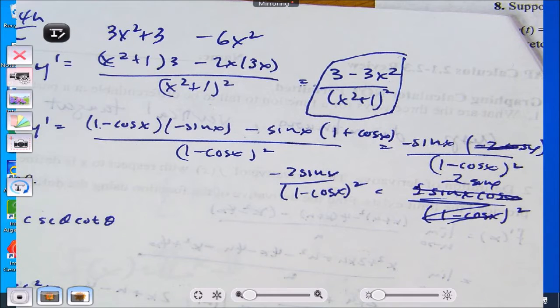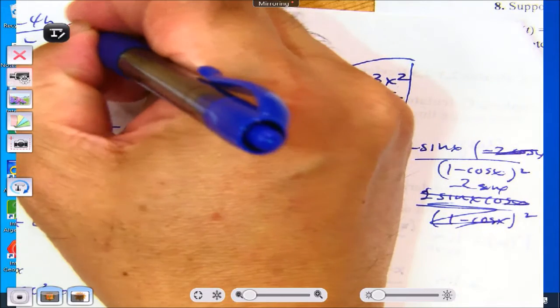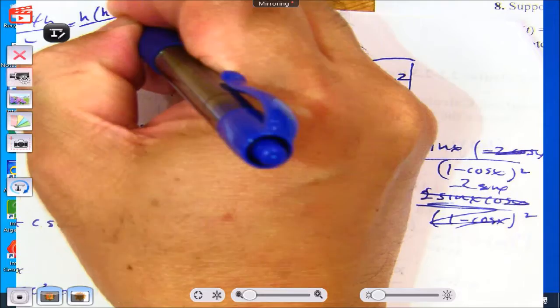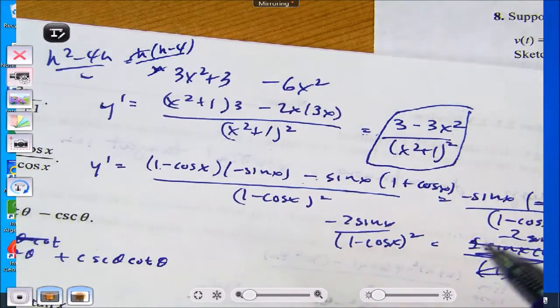Wait, that doesn't make sense. Because if you have h squared minus 4h over h, can't you take an h from both? Right. But you don't take a 1 from the 4. You just take the h off. So this becomes h times h minus 4 over h. So the h is canceled, and you just have h minus 4.